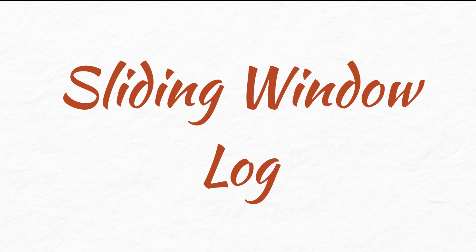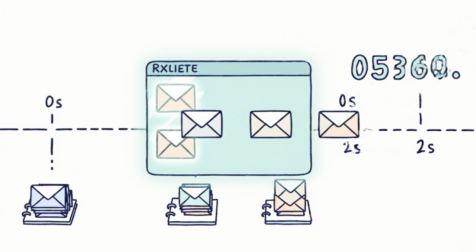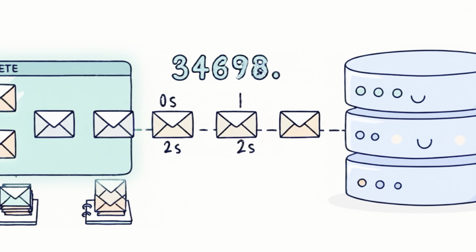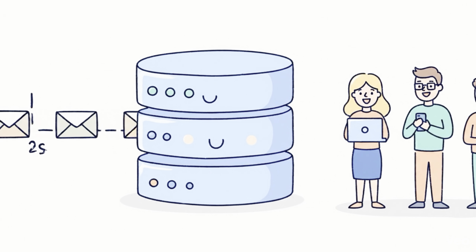And the fourth one, sliding window log. Track every request timestamp. Count how many happened in the last 60 seconds. Very accurate, very expensive. You are storing a full timestamp log per user.